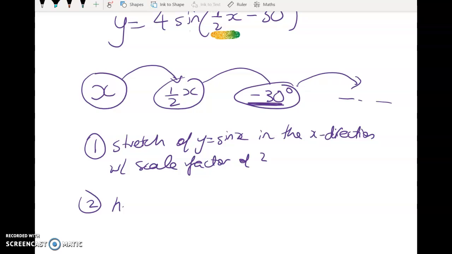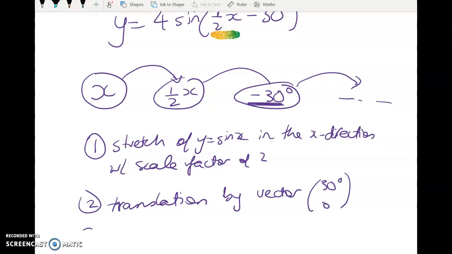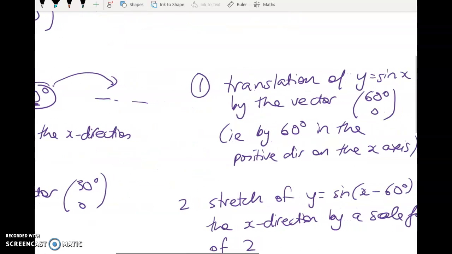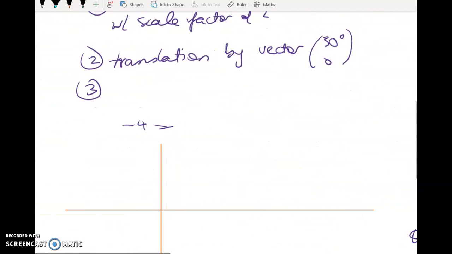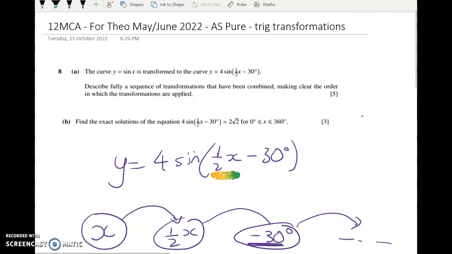So then it's a translation by the vector (30 degrees, 0). And lastly, again, it's the vertical stretch. Okay, and so the order again is 1, 2, and 3. And if you look in the mark schedule, they took account of both of those two cases because they're both fine. And then part B, Theo, you didn't ask me to do part B, but I'm going to do it anyway.